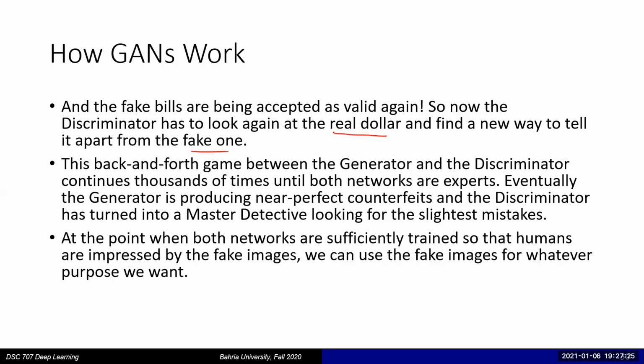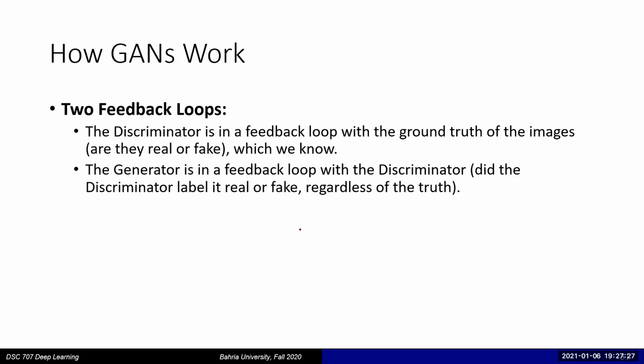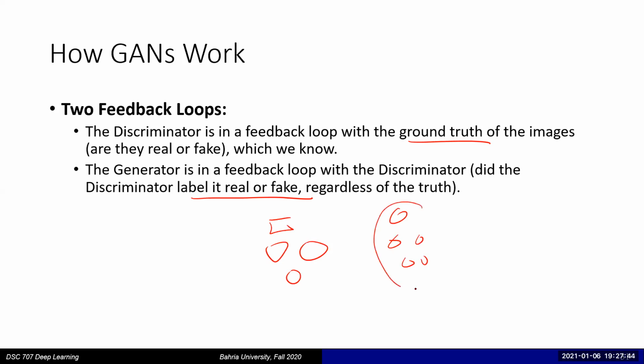So you see what actually is happening, that we have two feedback loops, because the discriminator knows the ground truth and the generator knows what the discriminator is doing. Did the discriminator label it real or fake? So it knows that, okay, if these are labeled as fake, and these are labeled as real, then it means these are okay. This is the job of the generator. It needs to change something in these so that it can fool the discriminator.